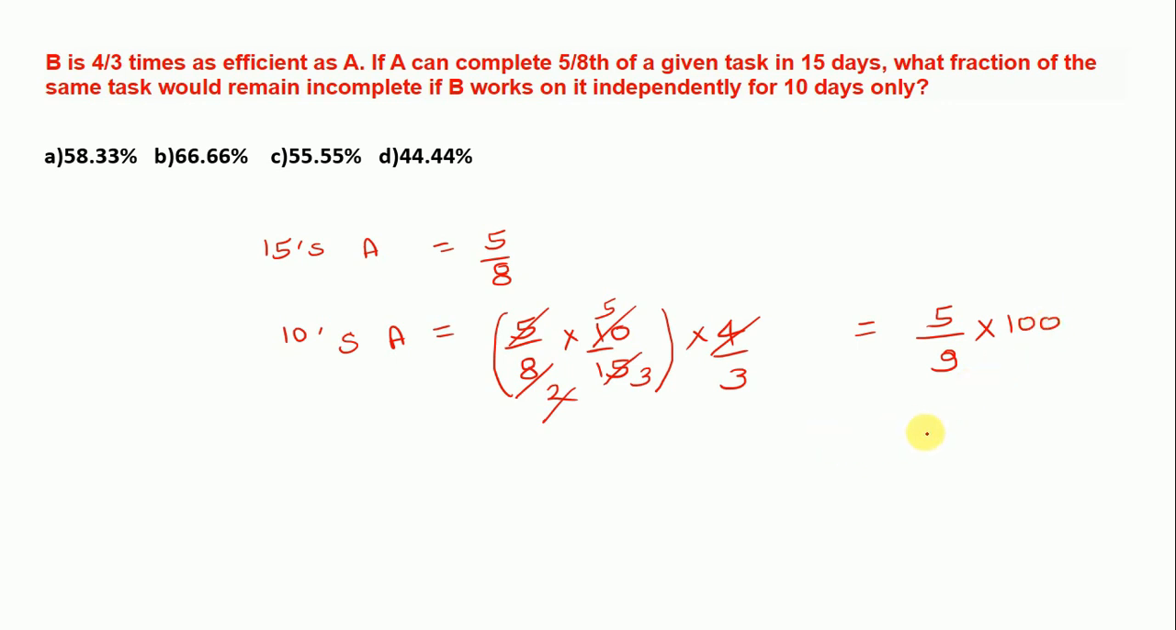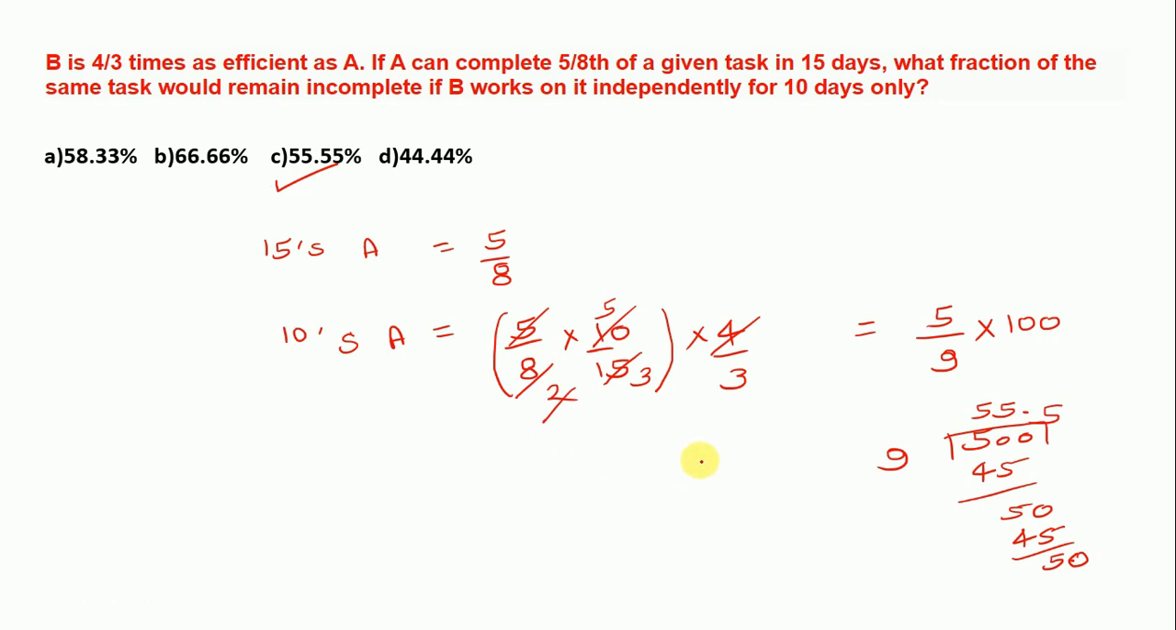So for calculating your final answer, just divide 500 by 9, and 9 fives are 45, and here will be 5 and 50 once again, and 9 fives are 45, and put decimal here and it will become 50 and 5. So your final answer will be 55.55%.